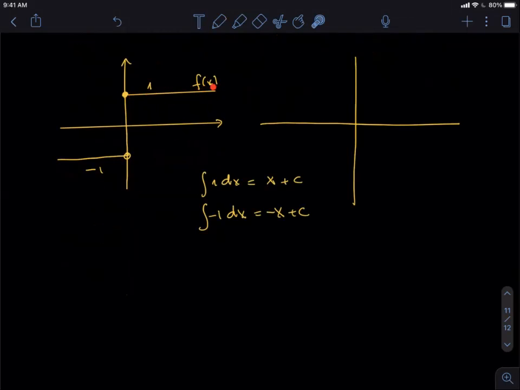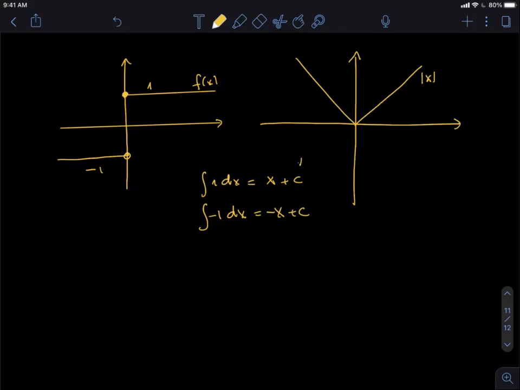But we can also realize, well, if this is the derivative of the original function, that means that the derivative is constant. Okay, that means constant slope equal to 1. So we realize it should be something like this. Okay, absolute value of x. Okay, this is one possibility.